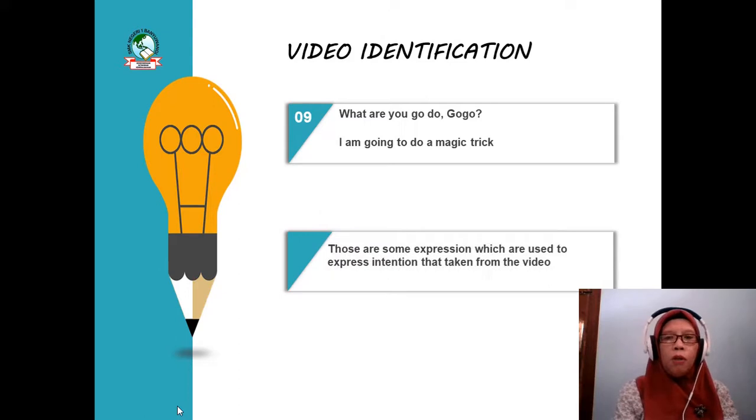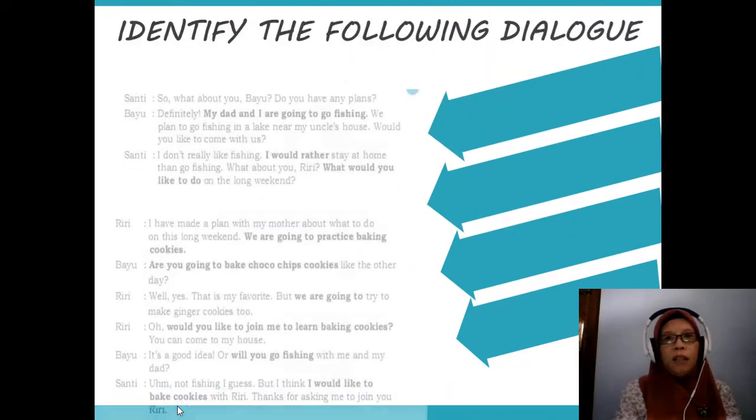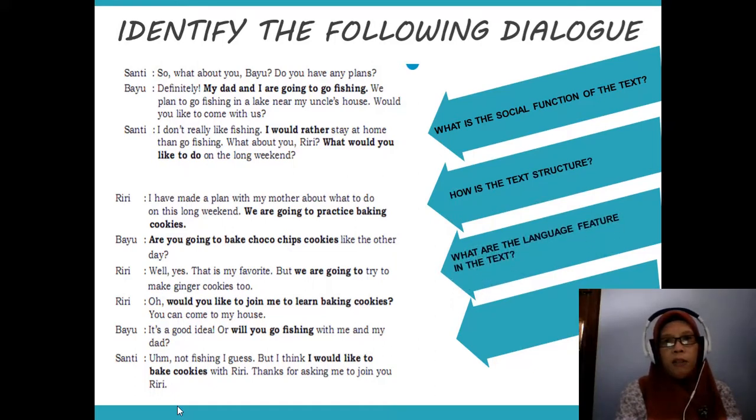Okay, all of the expressions are used to express intention and are taken from the video. You can study them by yourself to practice expressing intention. Now we will identify the written text that is formed in a dialogue or conversation. We should find the social functions of the text. And the second, how is the text structure? And the third, how are the language features in the text? You will get detailed information after reading the conversation.